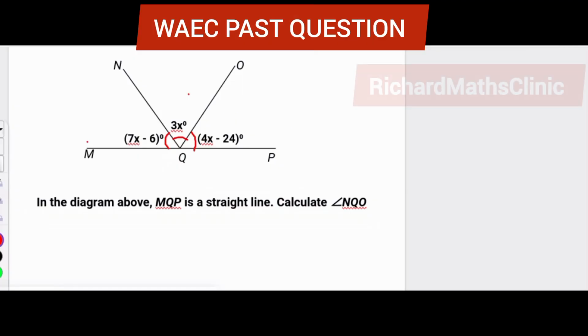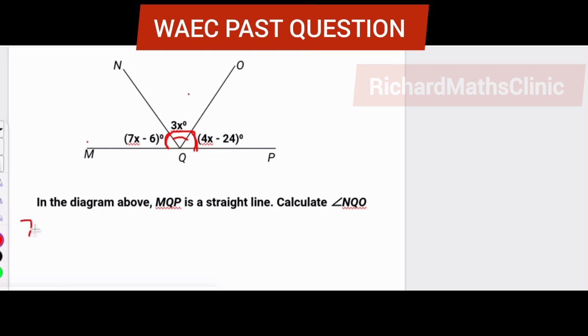Welcome to class. In today's class, we're going to be solving this question on angles, specifically angles on a straight line. And we're going to be applying the theorem that states that the sum of all the angles on a straight line is 180 degrees. So we have all these angles and we're going to be adding them up.